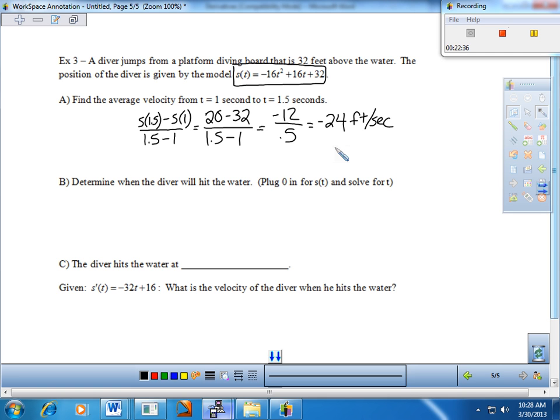Now let's transition. It does say we're going to use B here to get C. So it just says determine when the diver will hit the water. And it kind of just says plug 0 in for S of t and solve for t. So the diver goes up, comes down, and is going to hit the water. The position of the diver is 0 when he or she hits the water.